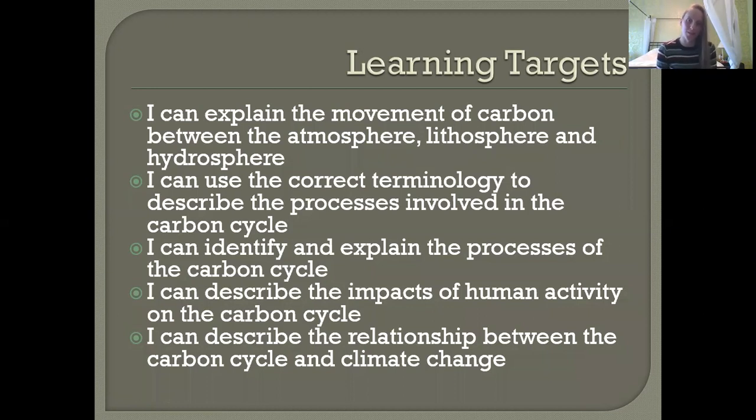You do need to know the correct terminology for each of these processes, and you have to be able to identify the processes that we're talking about. So for each of these cycles, including this carbon cycle, if you were given a diagram representing the cycle, you would have to be able to identify each of the processes on that diagram, but you also have to be able to identify the processes if you're just given a description of what's happening as well, okay? Then we're briefly going to look at some of the human impacts of the carbon cycle and then the relationship between the carbon cycle and climate change.